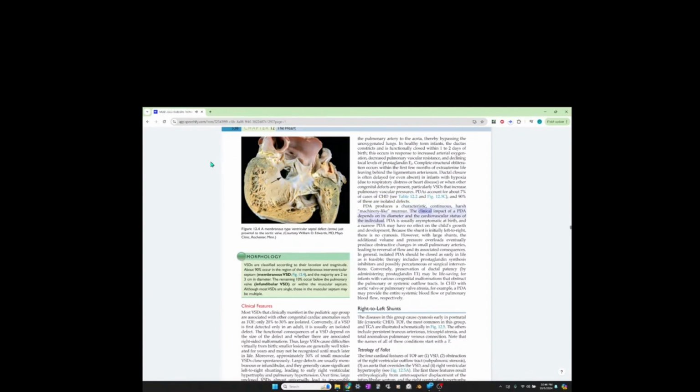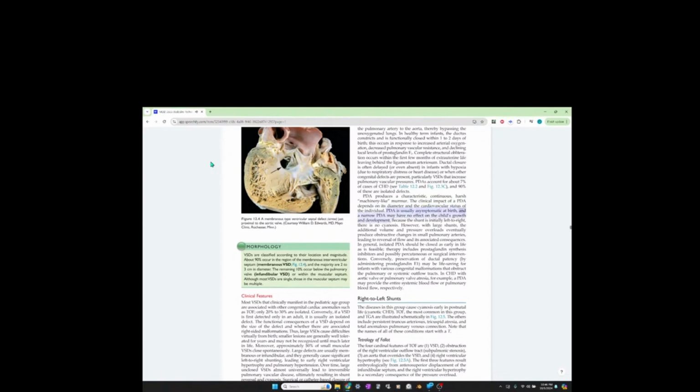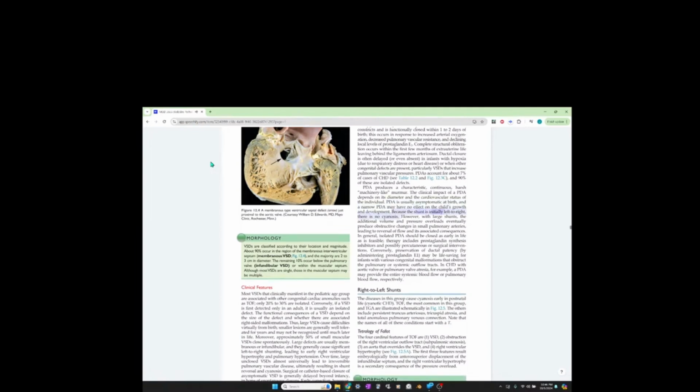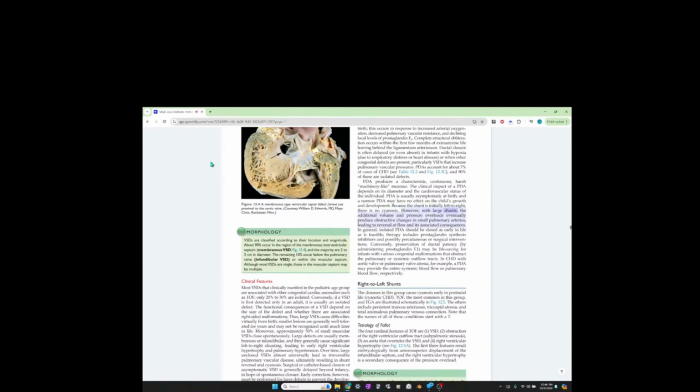The clinical impact of a PDA depends on its diameter and the cardiovascular status of the individual. PDA is usually asymptomatic at birth, and a narrow PDA may have no effect on the child's growth and development. Because the shunt is initially left to right, there is no cyanosis. However, with large shunts, the additional volume and pressure overloads eventually produce obstructive changes in small pulmonary arteries, leading to reversal of flow and its associated consequences.